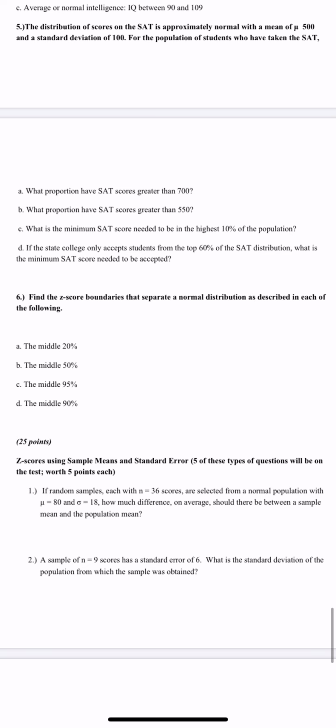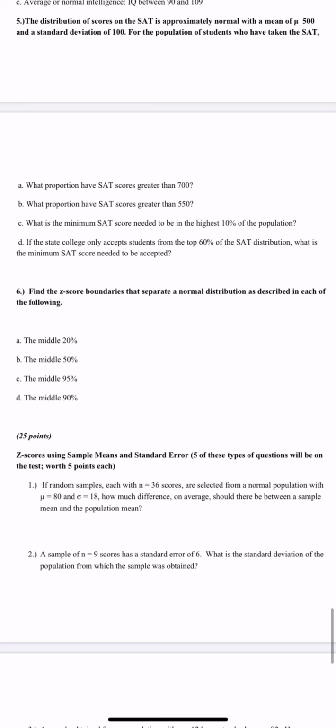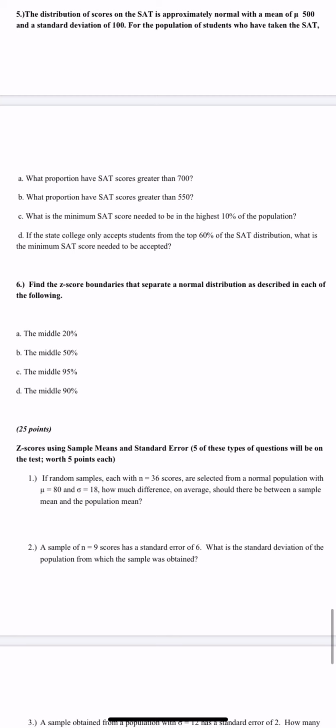If you look for body and you look for the closest number to 0.6000 in the body, it will be 0.25, and you know it's on the left side because it's a whole 60%, so it's negative 0.25. Now you do the x formula, which is 0.25, which is the z, times 100, which is the standard deviation, plus 500, and that equals 475.